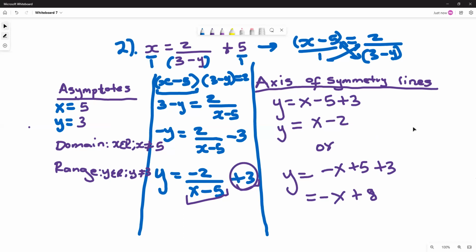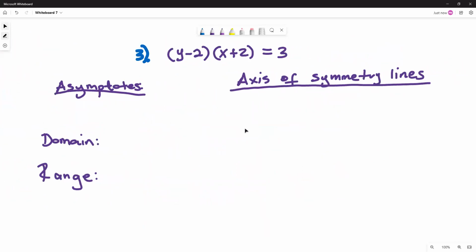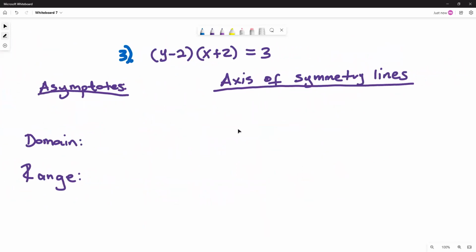I love this curve. The hyperbola is one of the easiest. Actually, maths in general is an easy subject. You just need to know the rules, right? Perfect. Okay, let's go to number 3 now.